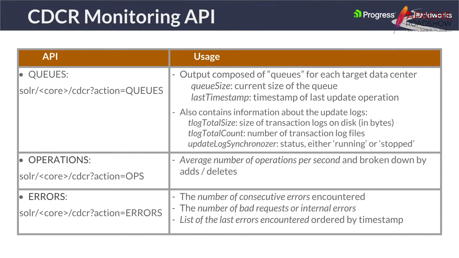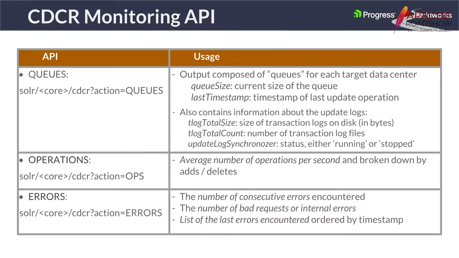So we are done with discussing the components of CDCR, and now let's discuss the monitoring APIs we have. We have 3 APIs available as of now. The first is queues, which provides us information of how many updates a target is behind the source, and what was the last timestamp a successful operation was executed at the target. It will contain some more intrinsic information regarding the transaction log sizes and numbers at the source.